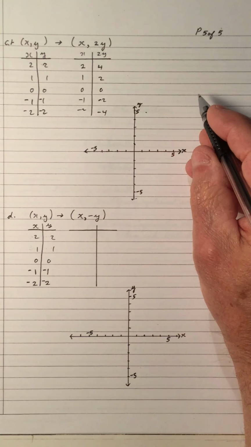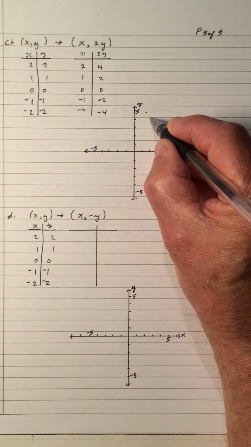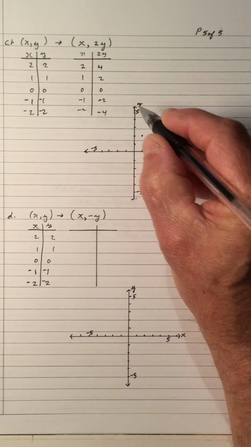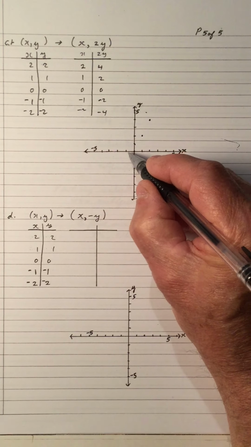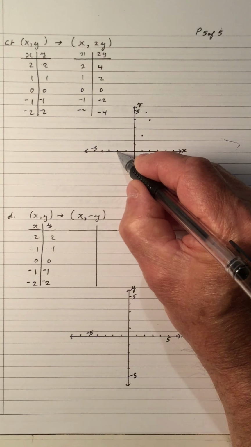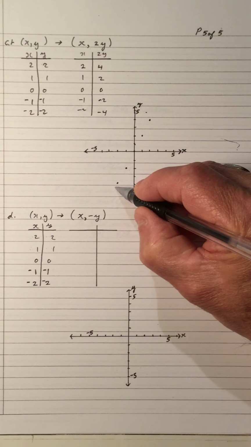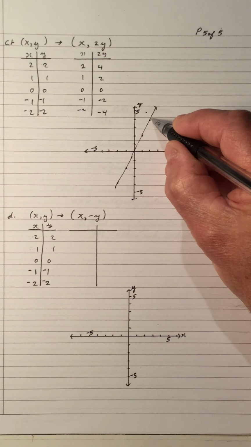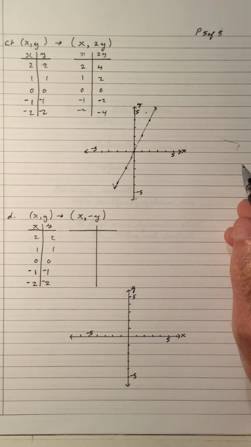And we plot this table of values. X is 2, y is 4, which is right there, roughly. X is 1, y is 2. X is 0, y is 0. X is negative 1, y is negative 2. X is negative 2, y is negative 4. There it is, right there. And again, we shade in because we're dealing with the set of real numbers, we have a shading. And there's the graph to represent this.